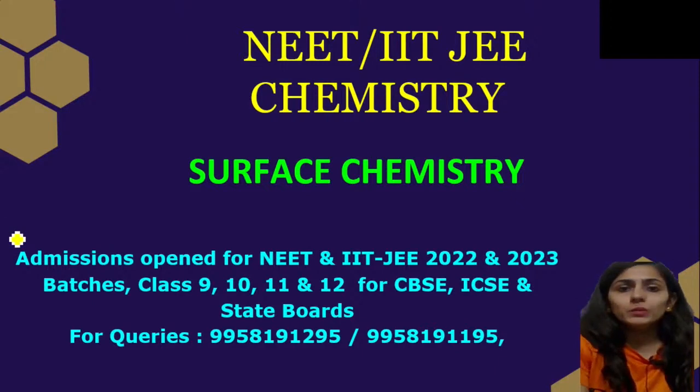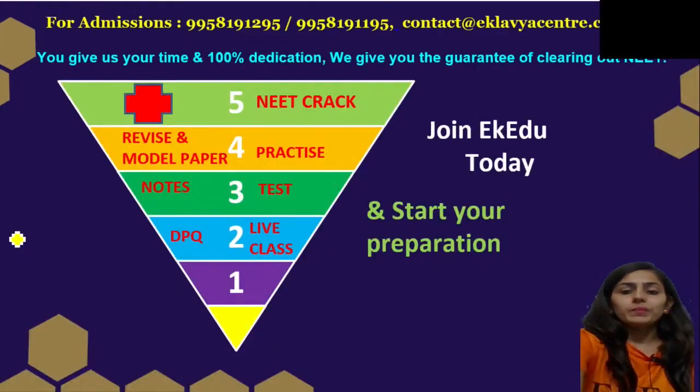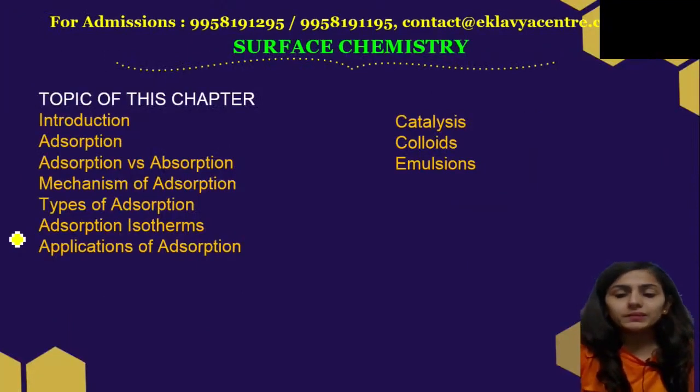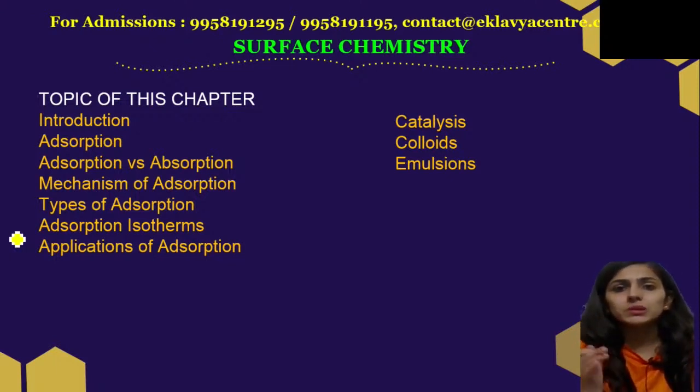Going to start with the new chapter, that is, surface chemistry. The topics which we have to cover in this unit are introduction, absorption, then adsorption versus absorption, mechanism of adsorption, types of adsorption, then adsorption isotherms, what are the applications of adsorption, catalysis, colloids and emulsions. So these are the topics which we have to cover in this unit.